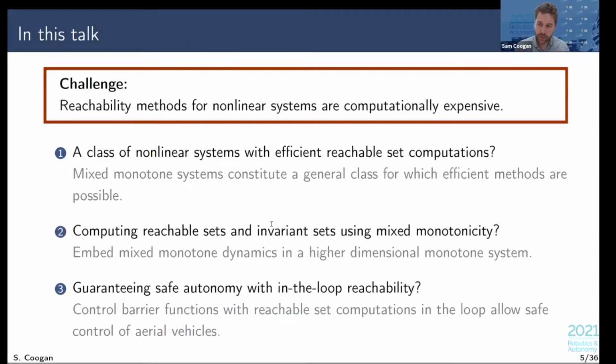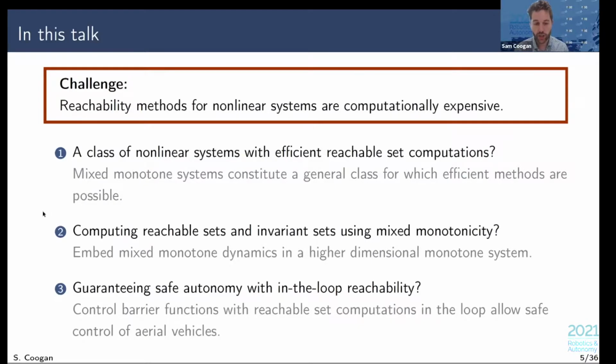So what are we doing in this talk? The challenge we're addressing is that reachability methods for nonlinear systems generally are computationally expensive, therefore slow to compute. What we're going to do today is answer three questions. Is there a class of nonlinear systems where we can pose efficient reachable set computations? And what we'll see is that there's a class of systems that we call mixed monotone systems. That's a fairly general class for which we can efficiently compute over-approximations of reachable sets.